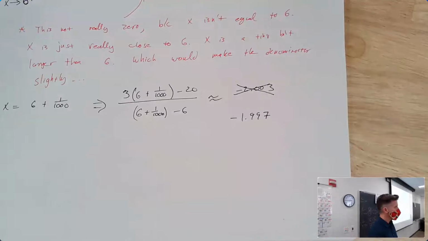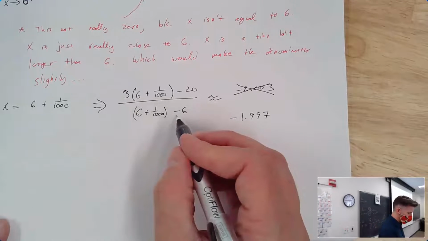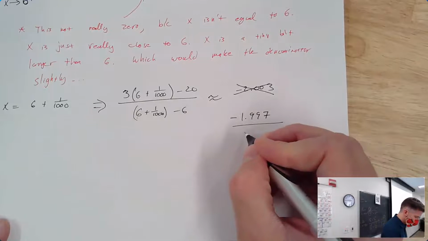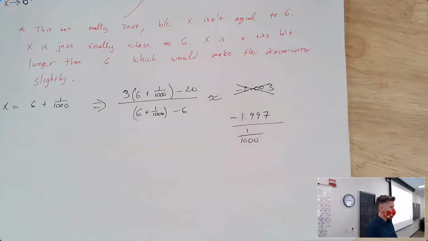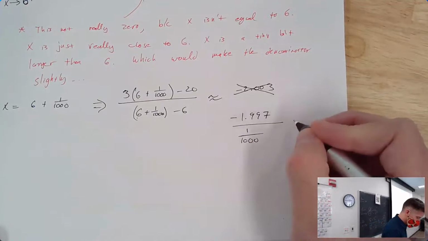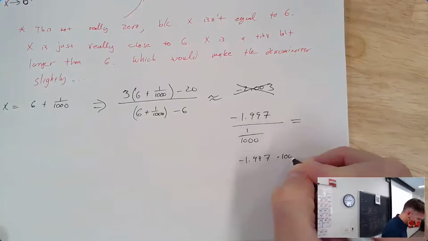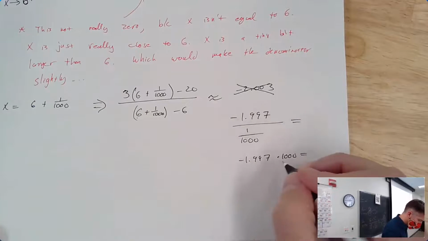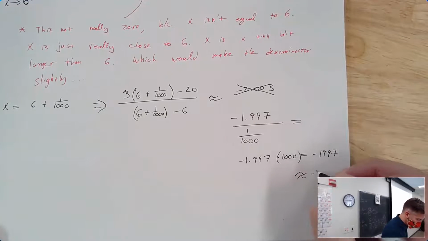That's what it would really be. But what's the denominator? Well, 6 plus 1/1000 minus 6 is going to be 1/1000. And when you divide by 1/1000, that's like multiplying by 1,000. This is going to be -1.997 times 1,000. This is going to be -1,997, which is essentially -2,000.